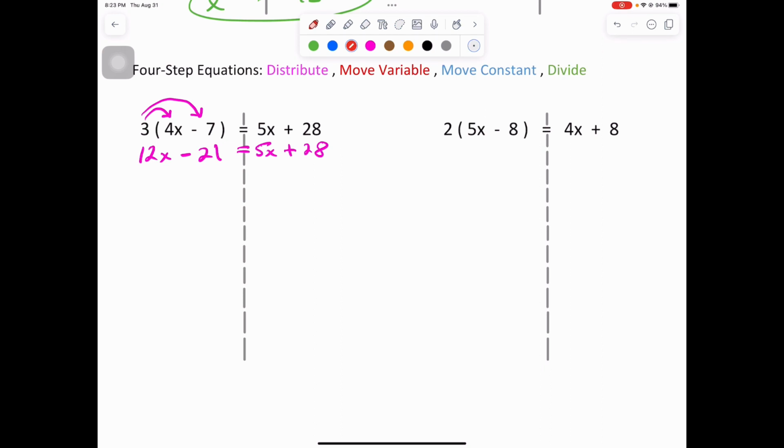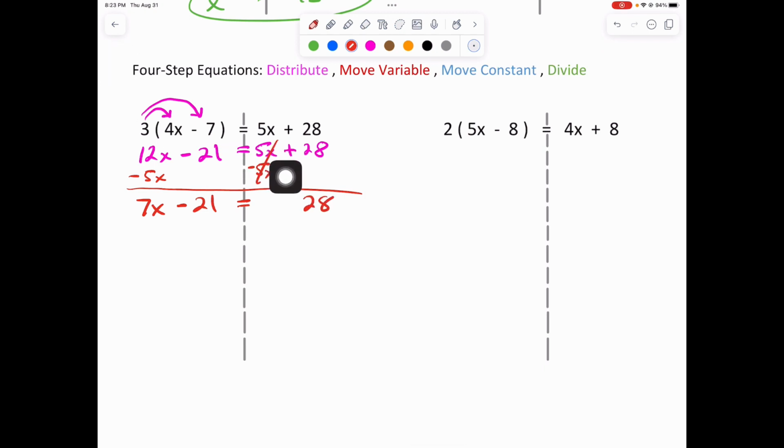Let's move that variable of negative 5x. So minus 5x from both sides. 12x minus 5x will give us 7x. Bring down that negative 21. Bring down your equals. 5x minus 5x, nothing left. Bring down your 28. When it's positive, you don't need to put the plus in front of it when it's a single term by itself on the one side of the equation. If it were a negative, it would matter, okay?